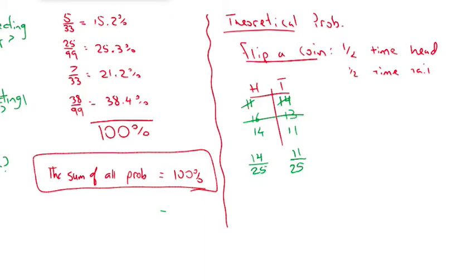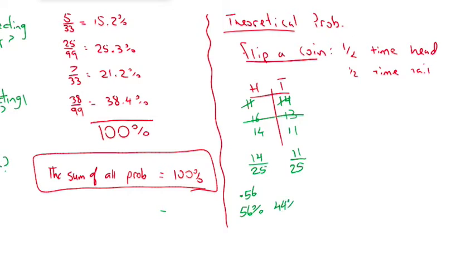So, where theoretically it should end up half tail, half head, in real life you only get 14 out of 25 and 11 out of 25, close to half and half. What's 14 divided by 25 as a decimal? 0.56. Better known as 56%. Yeah. And 11 out of 25?